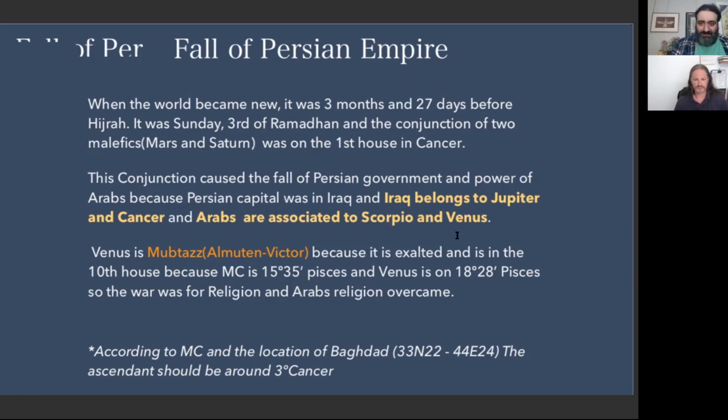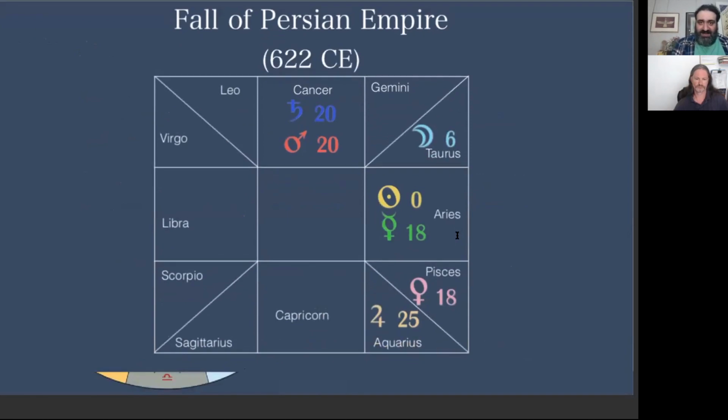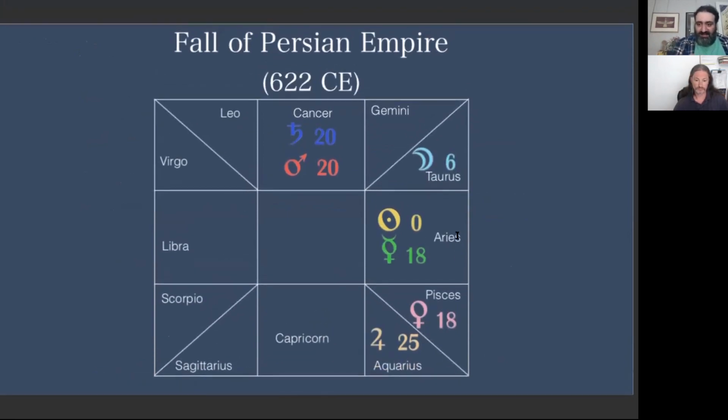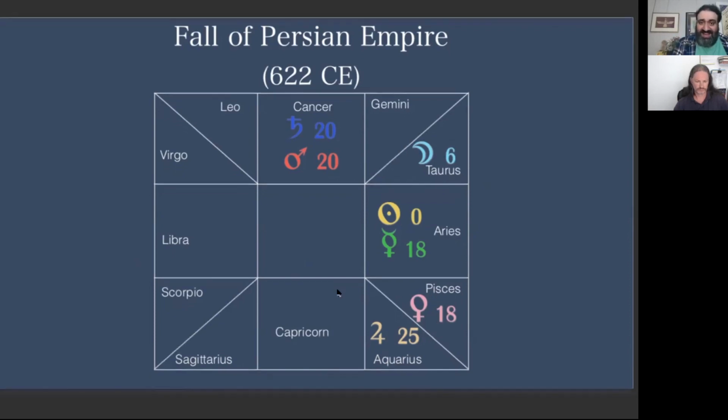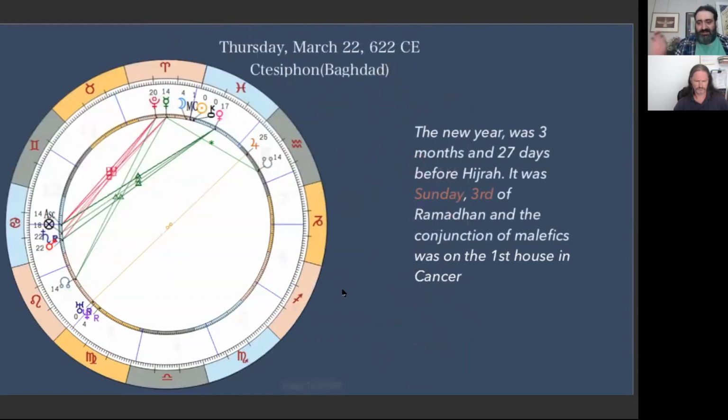But here is the given chart. Well, this is the chart style Persian astrologers use, very similar to the Vedic chart. And as you can see, the ascendant is Cancer, and Saturn and Mars are in the first house, and Venus is in the 9th house. And then I cast the chart using my software.